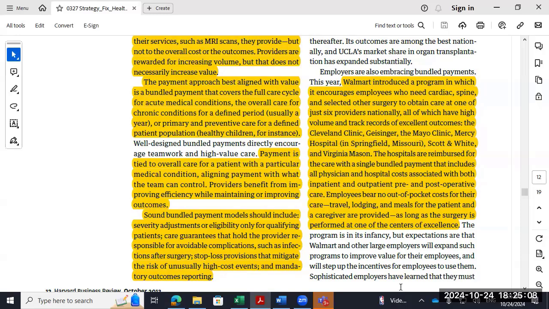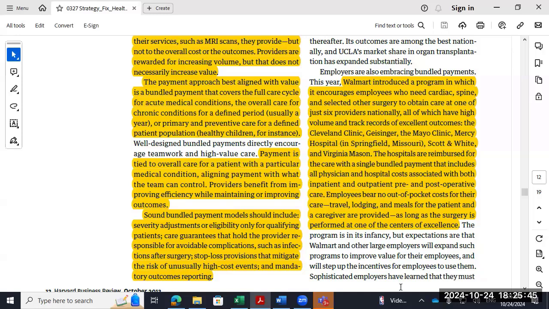So here's an example. Walmart trying to encourage more efficiency. Walmart introduced a program which encourages employees who need cardiac, spine, and selected other surgeries to be taken care of at one of just 6 providers nationally, all of which have high volume and track records of excellent outcomes. The Cleveland Clinic, that's another one. I can't remember if the Cleveland Clinic was in your movie. The Mayo Clinic, Mercy Hospital, Scott and White, and Virginia Mason. So they're holding these up as examples of hospitals that do really well in that particular type of operation or procedure.